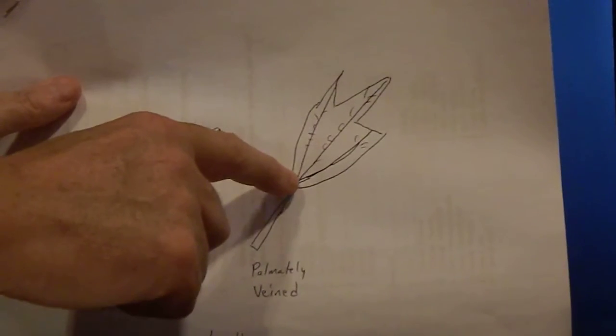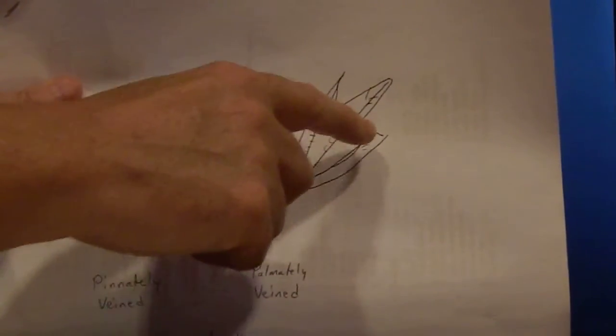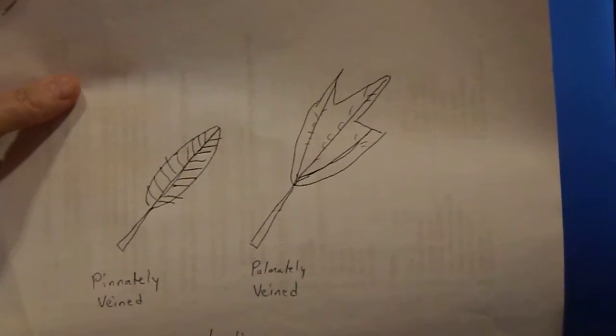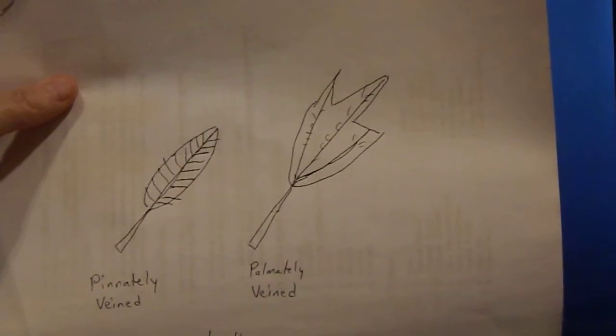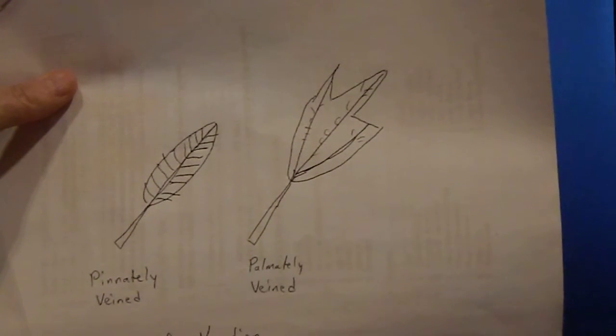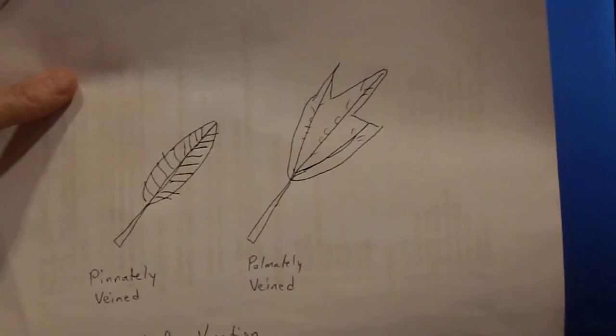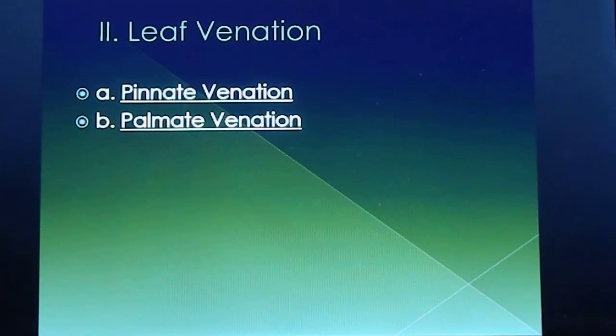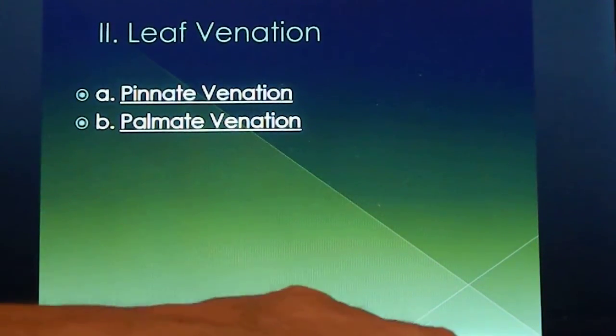Palmately veined is where you have several larger veins coming off the bottom of the leaf, just like we talked about palmately compound coming off the base of your hand. Just envision veins running to your fingers, and they're all connected at the base of your hand. And so that's what palmate venation looks like.